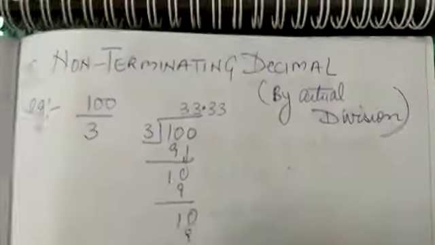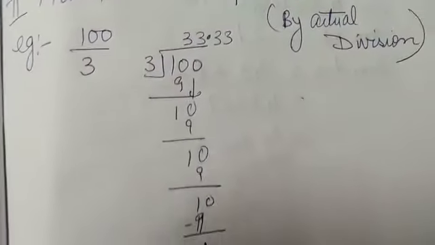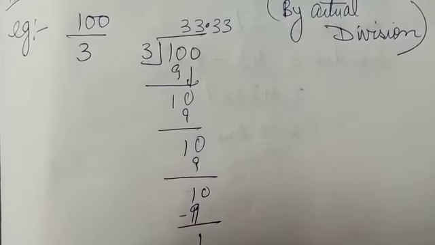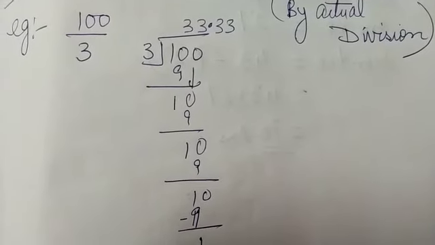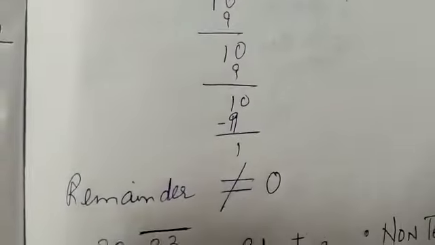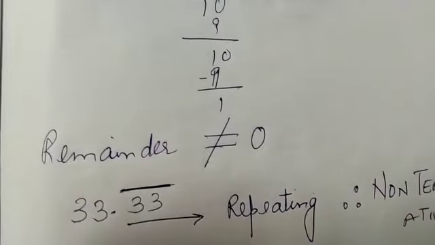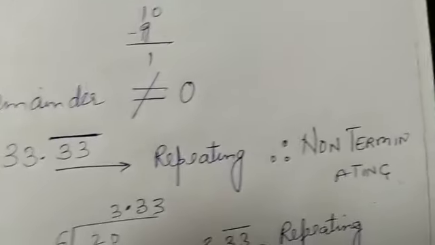Now let's see non-terminating decimal by actual division. We have 100 upon 3. I have divided 100 by 3 and you can observe here we have got the quotient 33.33. It shows that after the point, 3 is repeating and our remainder is not 0. In such a case, when the remainder is not equal to 0 and the number is repeating in the decimal place, such type of number is termed as non-terminating decimal.